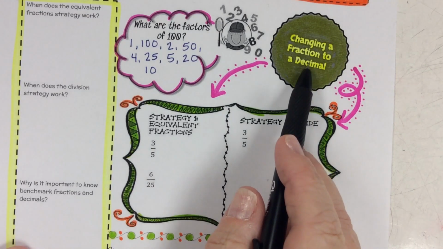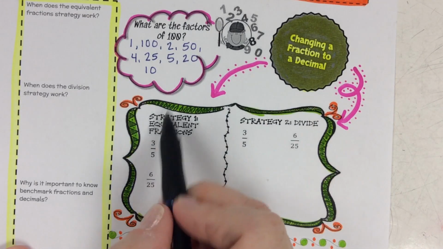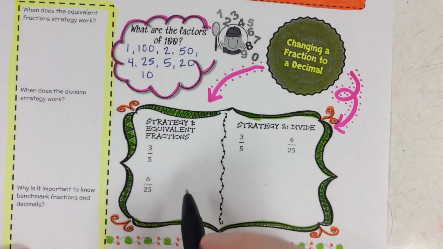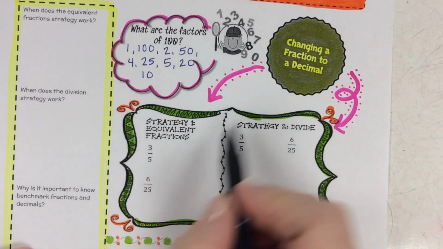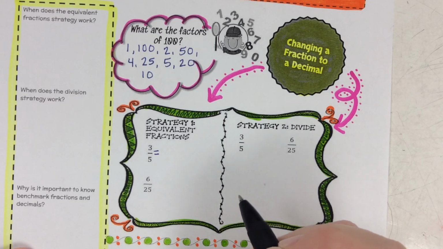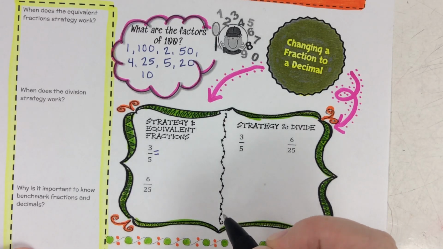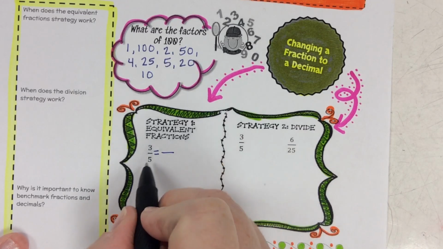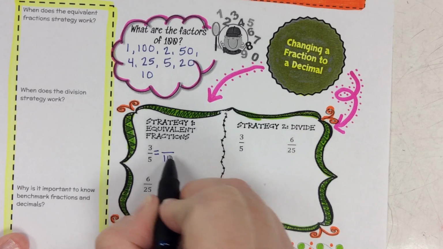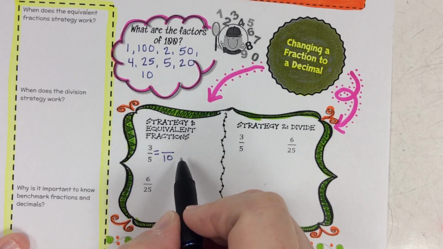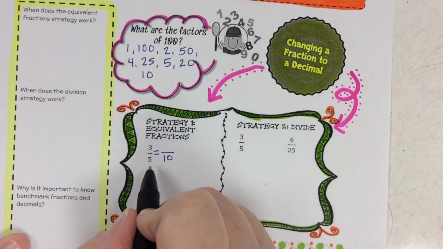So there are two strategies for changing a fraction to a decimal. This is strategy number 1. It is your equivalent fractions. So what this means is that I'm going to make an equivalent fraction with a denominator of 10 or 100. You could go to 1,000, but man, that gets a lot more challenging, okay? So we can go with tenths here. And the reason we're using 10 or 100 is because that's what your place value is. You have a tenths place, okay?